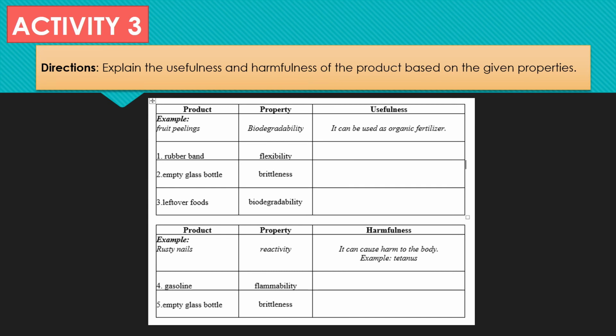For your activity 3, here are the directions. Explain the usefulness and harmfulness of the product based on the given properties. For items 1 to 3, this refers to the physical properties of a material, and for 4 to 5, this refers to the chemical properties of a material. Examples are given above. I give you enough time to answer.